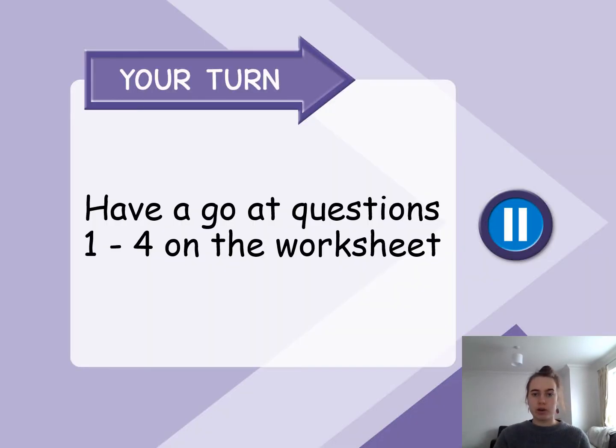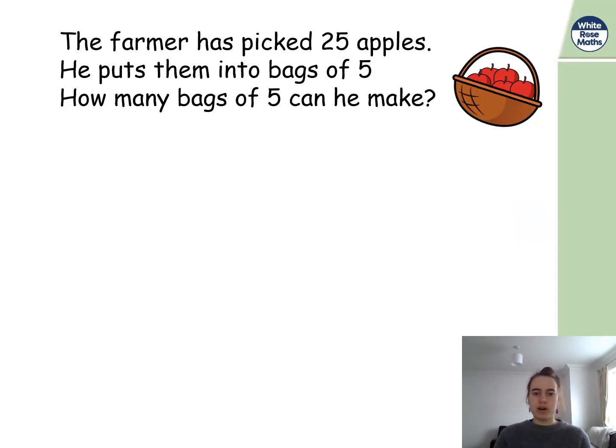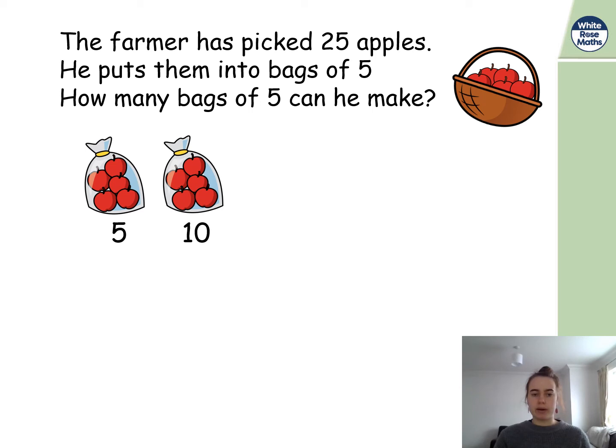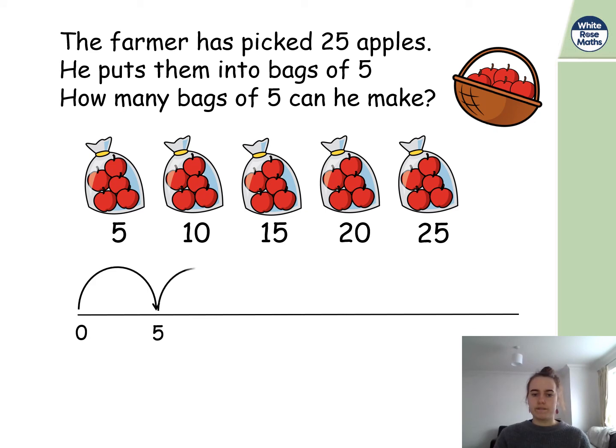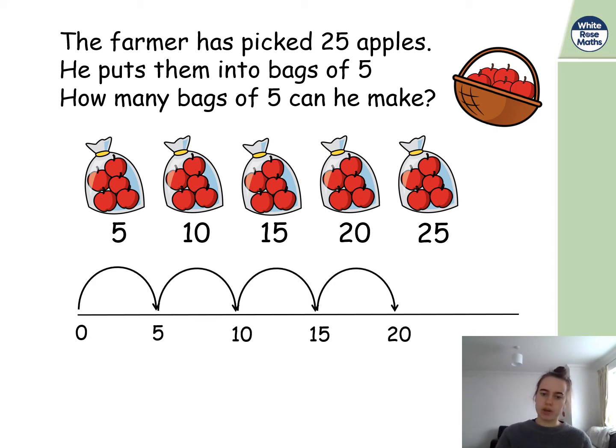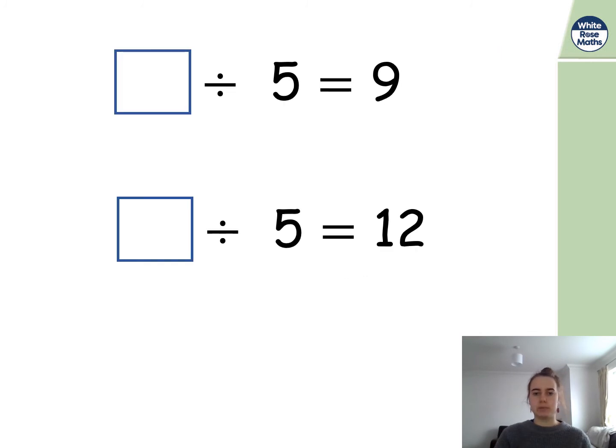So you can have a go now, either questions 1 to 4, or carry on the video and have a go at the end. The farmer has picked 25 apples. He puts them into bags of 5. How many bags of 5 can he make? So we're counting up now in 5s until we get to 25 to show us how many groups of 5 he can get. So there you go, we've got up to 25. How many bags has he got? How many groups? He has got 5. There you go, showing it on a number line as well. So how many jumps of 5 has the farmer had to make to get to 25? He has to make 5 jumps.